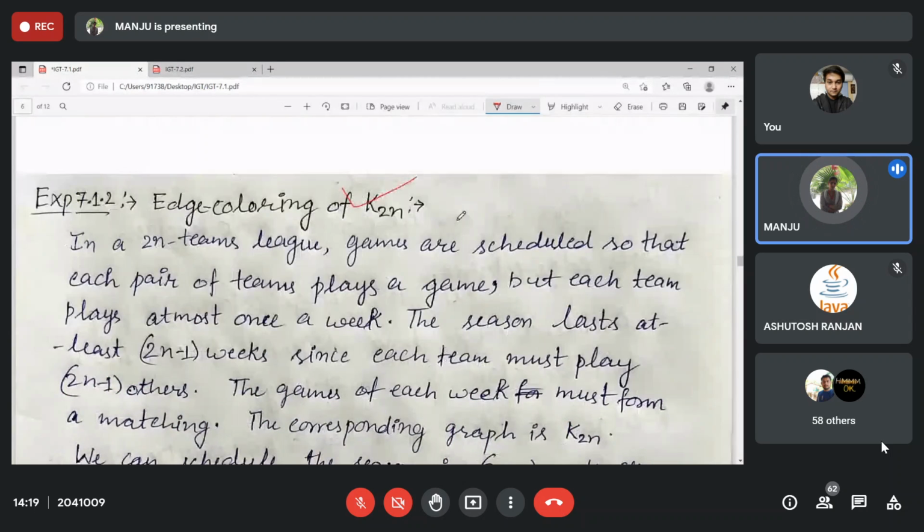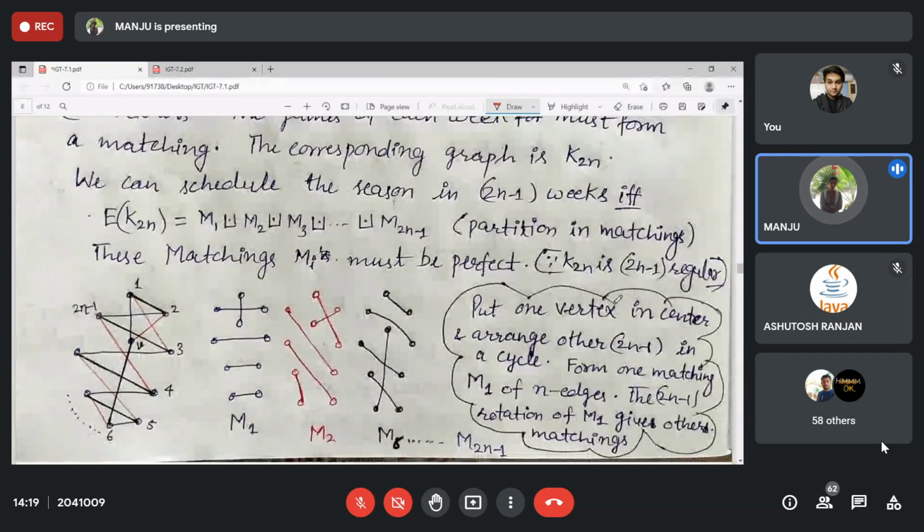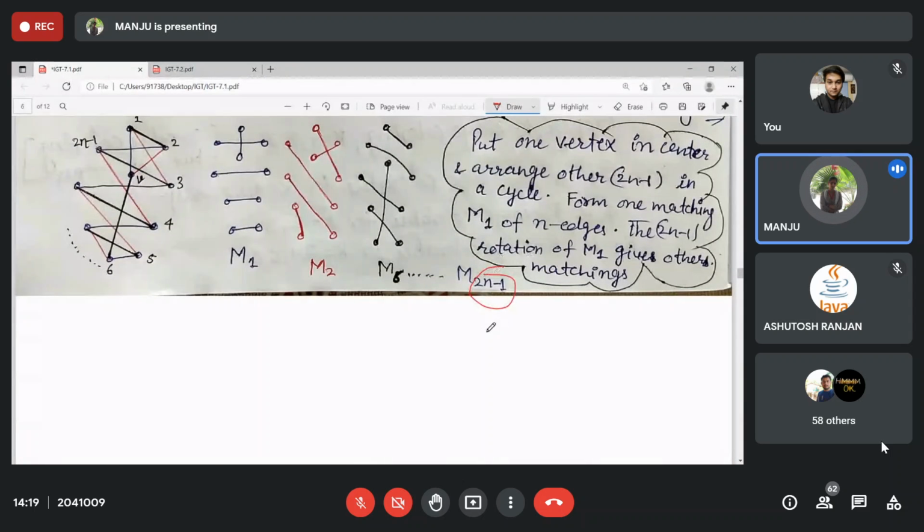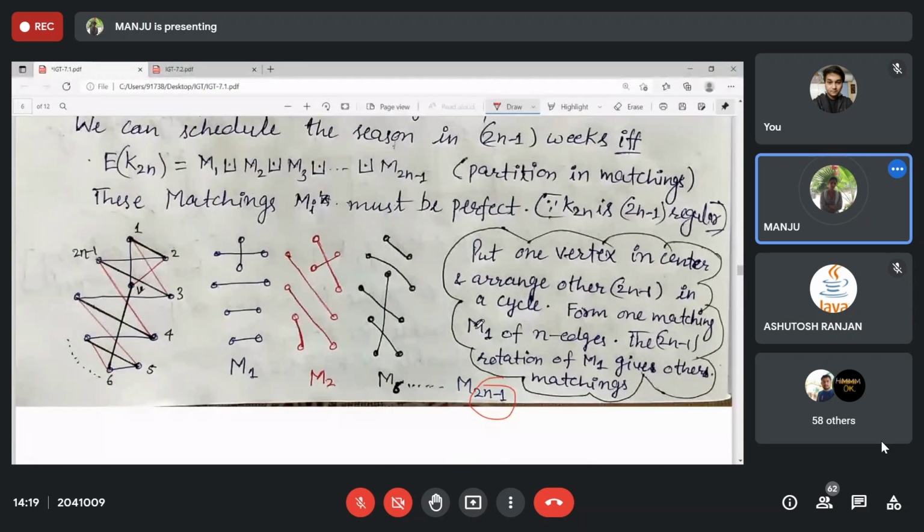Edge coloring for K2n: the minimum number of colors we need is exactly 2n minus 1. So there will exist exactly this many color classes, and these color classes form matchings. As you can see, all the vertices over here are adjacent, so you can put one vertex at the center and all the others over here, labeled 1, 2, 3, and so on up to 2n minus 1. And the 2nth vertex is your V. So all the 2n vertices we have considered.